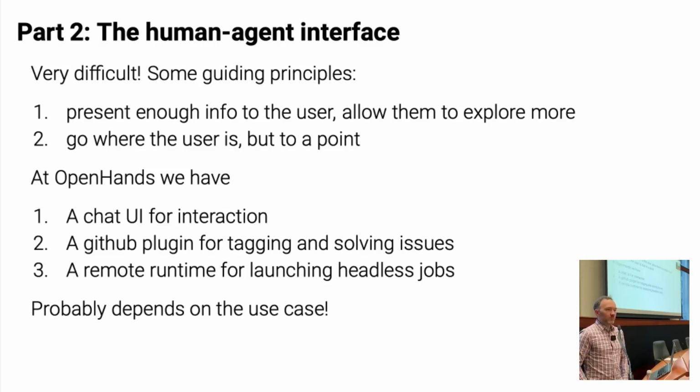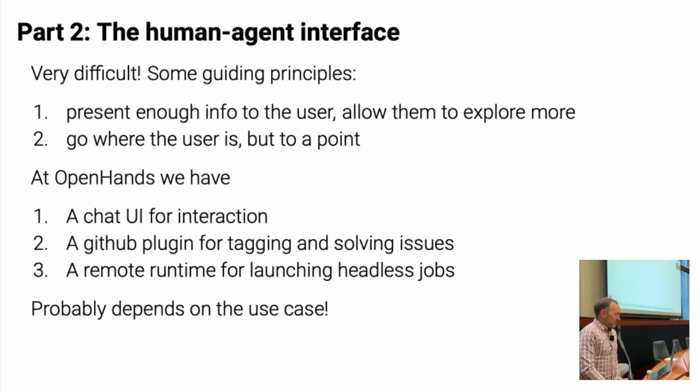Another thing we have is a remote runtime for launching headless jobs. So if you want to launch like a fleet of agents to solve 5 different problems at once, you can also do that through an API. So we have these interfaces. And this probably depends on the use case. So depending if you're a coding agent, you want to do things one way. If you're an insurance auditing agent, you'll want to do things other ways, obviously.